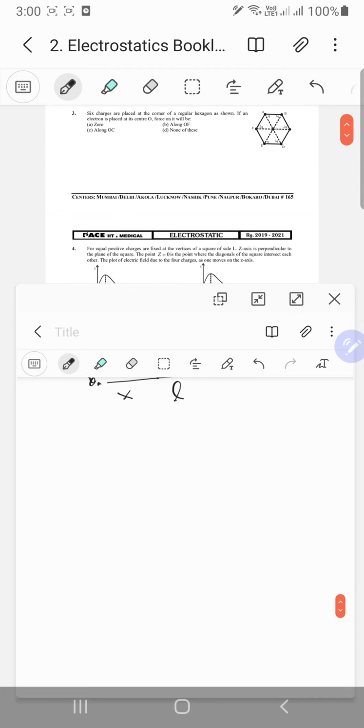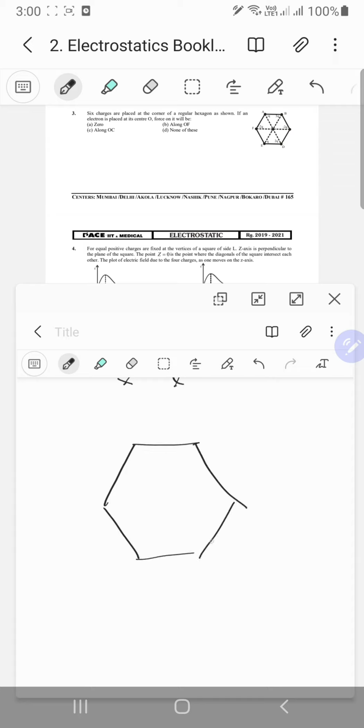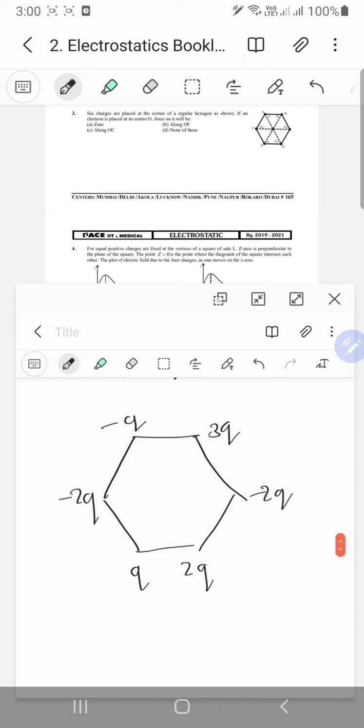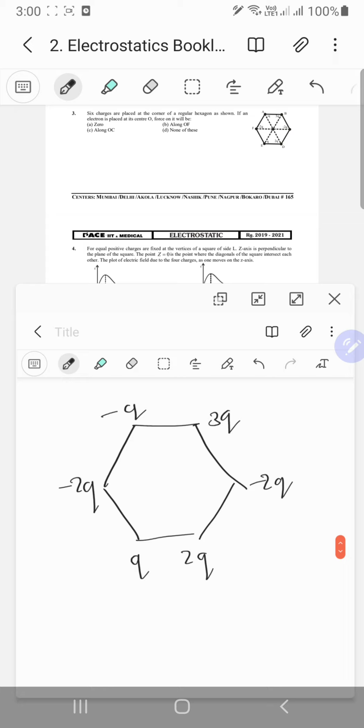6 charges are placed at the corners of a regular hexagon as shown. If an electron is placed at the center O, the force on it will be... okay, so the force on the electron when it's placed at the center. It's got q, 2q, minus 2q, 3q, and minus q. I mean, these questions are not so hard. This is an average question which is asked.